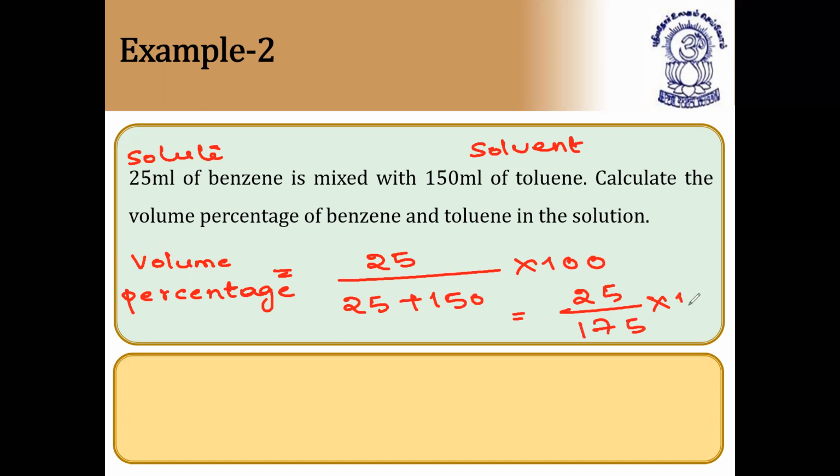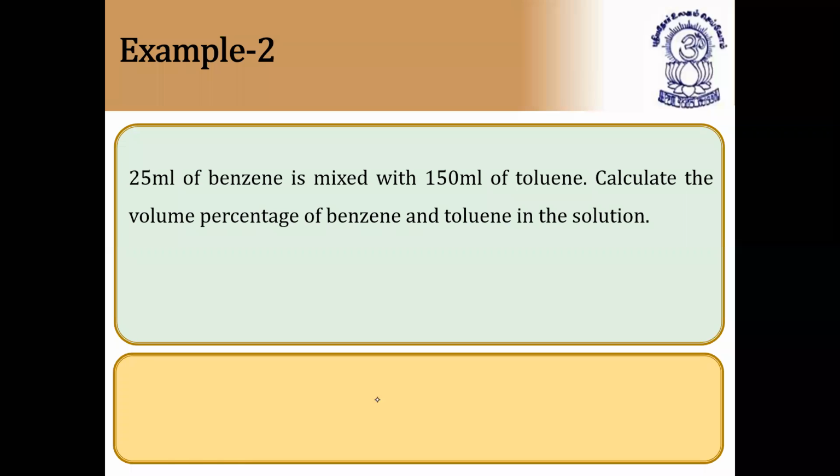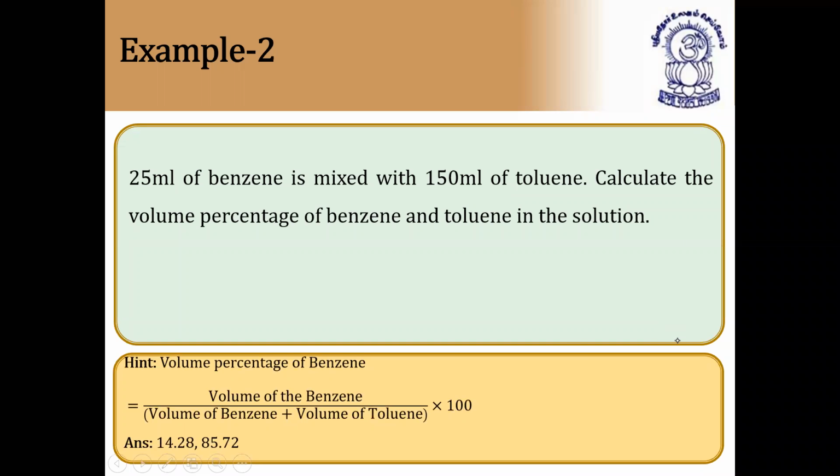So if you solve this, you'll get the answer easily. Now I'm giving the answer for this. So 14.28 volume of benzene plus volume of toluene. So volume percentage of benzene is equal to 14.28 and the remaining is volume percentage of toluene. That is 100 minus 14.28, 85.72. Because they have asked volume percentage of benzene as well as toluene in the solution. So for toluene, 100 minus volume percentage of benzene, that is 14.28. So you'll get 85.72. So it is clear, I hope.